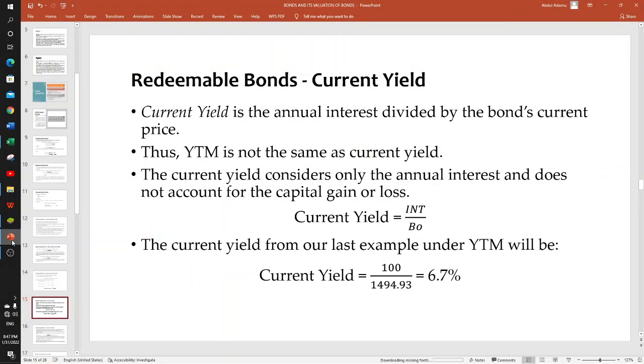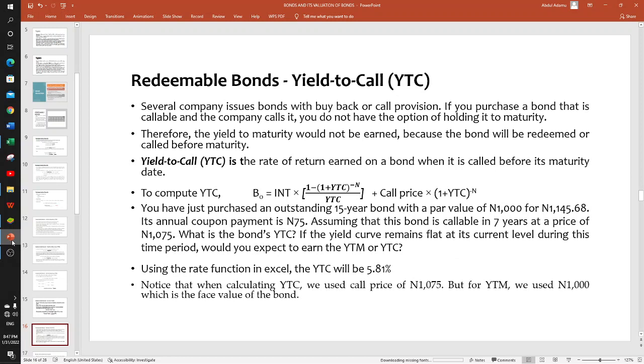So then the other type of yield is yield to call. Since we defined that a bond can be callable before maturity, once a bond is callable before maturity, what is the yield up to the point of calling the bond? The yield to maturity will not be earned if it's called before maturity. So yield to call is the rate of return earned on a bond when it is called before the maturity date. When you want to compute it, you replace the YTM in our formula with yield to call. So the N will not be maturity, rather it will be the year the bond is called.